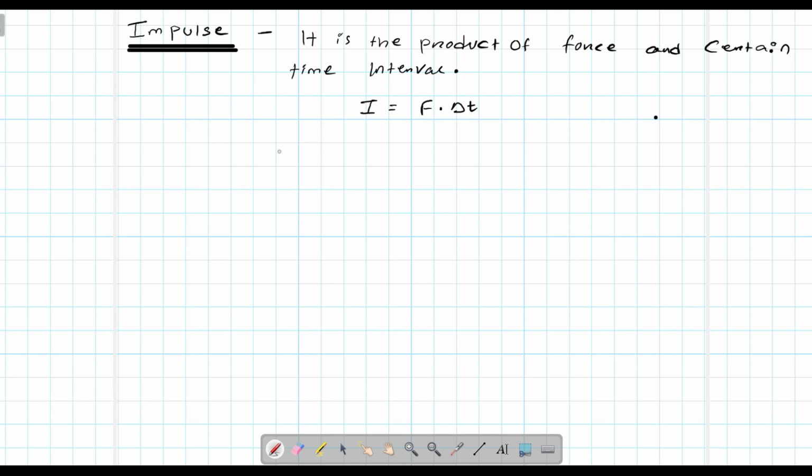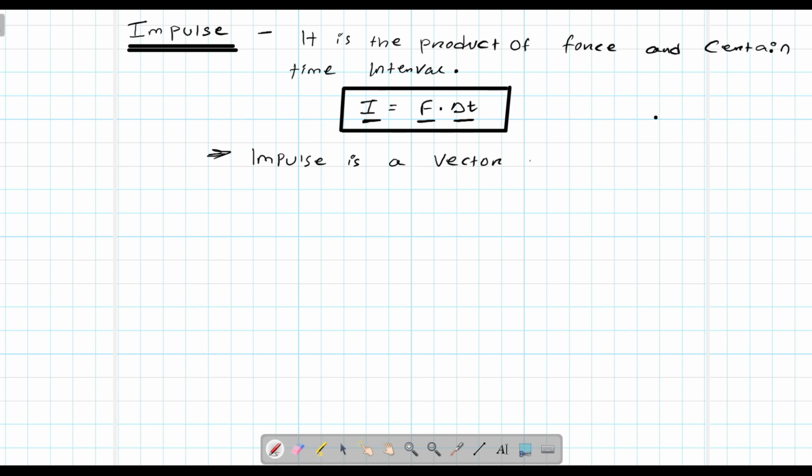Impulse equals to how much? Impulse I equals to F into delta T. That is the formula for impulse. And impulse is a vector quantity. We know that vector multiplied to scalar gives a vector quantity. So impulse is a vector quantity.